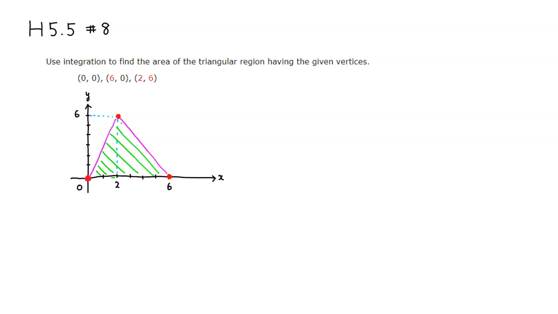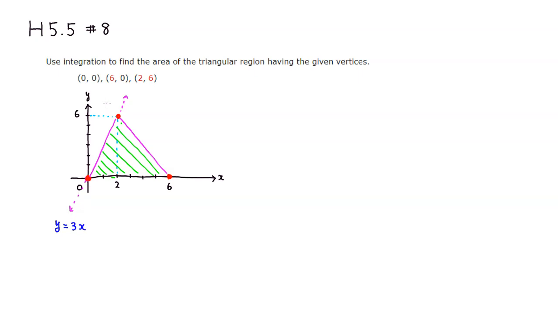So let's do that. First we have to find the equations. An easy one would be this line here. I'll just put a dotted line here. This is going through the origin, so we know that the y-intercept is 0, so all we need is a slope. Rise would be 6 and run is 2, so the slope is 3. So the equation of this line is y equals 3x.